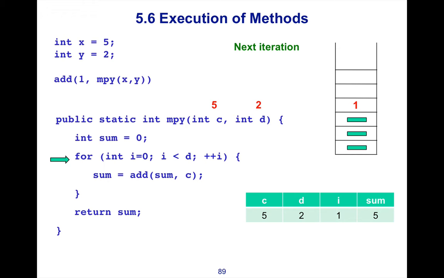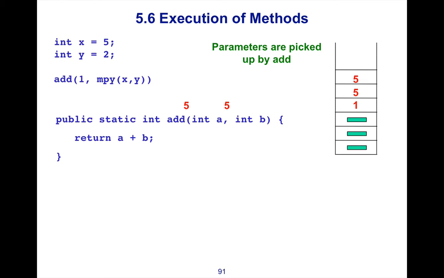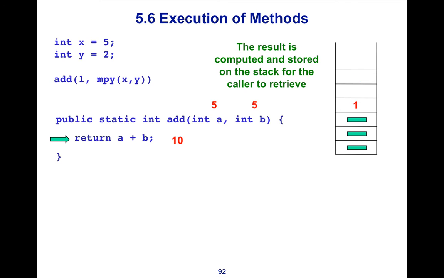We come around the loop, and i gets incremented to 1, and we're going to do sum is add of sum and c again. This time, the values of sum and c have changed slightly. c is the same, but sum's value is now 5. We're halfway through adding 5 twice to get 10. So in order to call add, the two 5s are pushed onto the stack, one for sum first, one for c second. Add is then called, pops those off the stack, receives them as a and b, computes their sum as a plus b, and that value gets pushed onto the stack as the result of add.